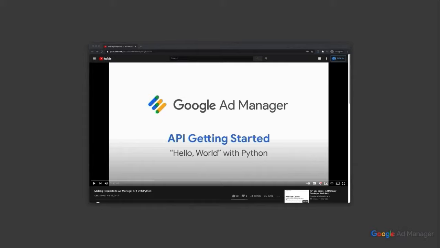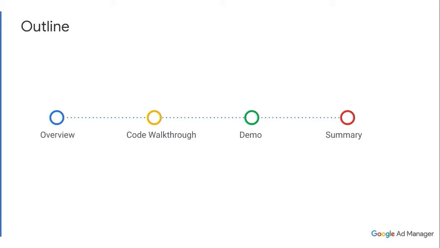First, you'll learn about the overview of audio ads support in the Google Ads API. Then, you'll see a code walkthrough of our Python examples. Next, you'll see me demonstrate how the code runs on a test network using Visual Code. There's a summary at the end of the video.